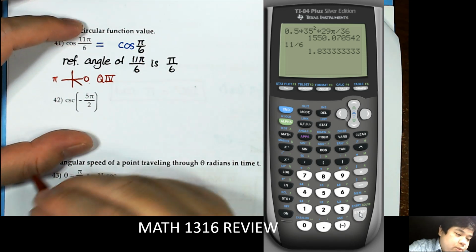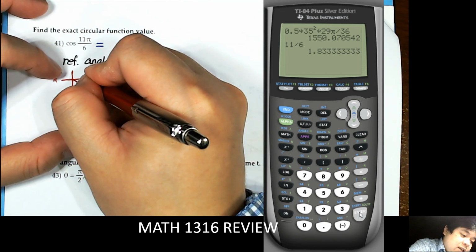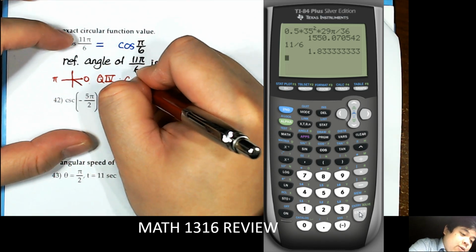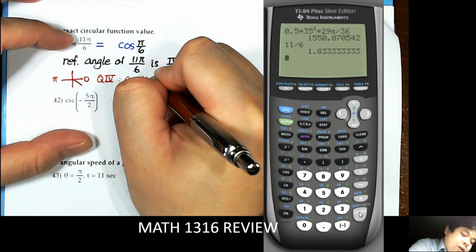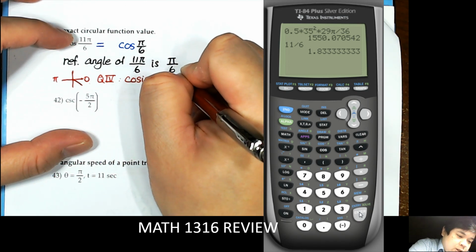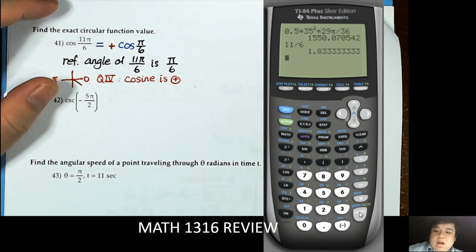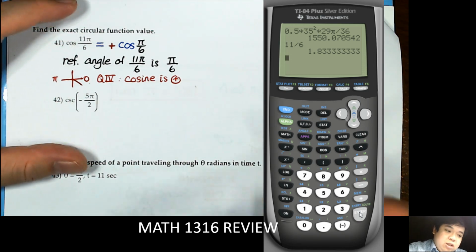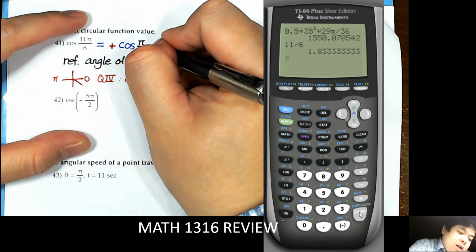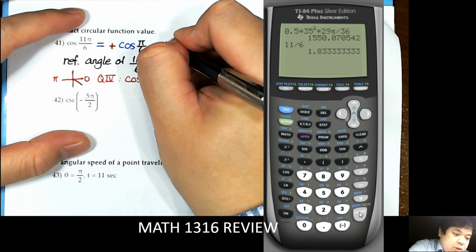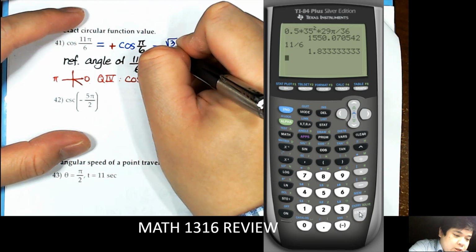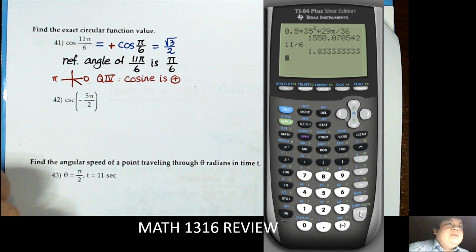In quadrant 4, x is positive, therefore cosine is positive. So we're going to have the sign here, it's going to be positive, cosine pi over 6. And finally, we just do cosine pi over 6. That is square root of 3 over 2. Right.